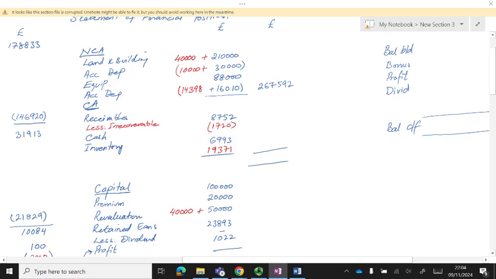The receivables less irrecoverable debts plus the cash plus the inventory, and the total is 33396. Adding the non-current assets and the current assets, we will have 300988.